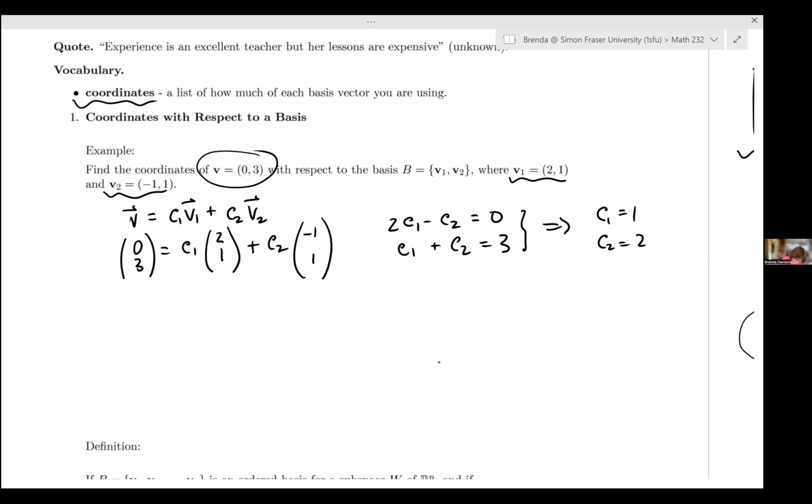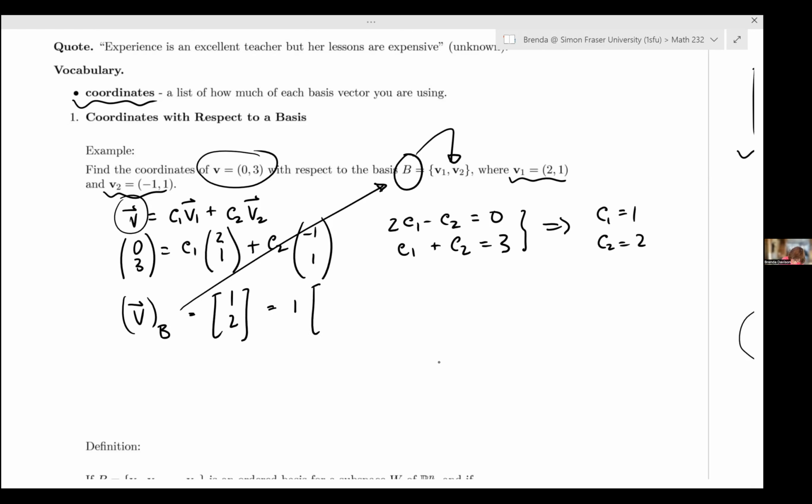So we would say we've got a basis B consisting of those two basis vectors. We would now write that the vector v, with respect to the basis B, is 1, 2. And what that means is v can be represented as 1 of the first basis vector, 2, 1, plus 2 of the second basis vector, minus 1, 1.